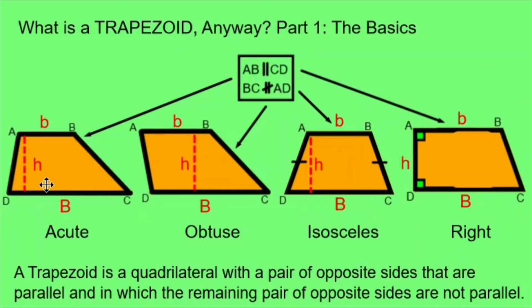The reason I mention the long base, the short base, and the height is because these are used in the area formula for a trapezoid. So you need to know these measures if you want to find the area.